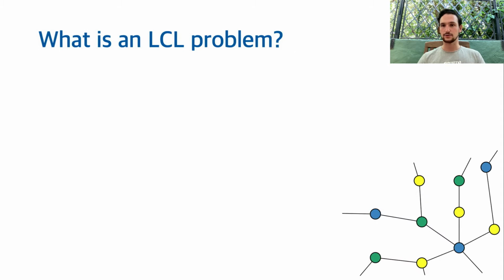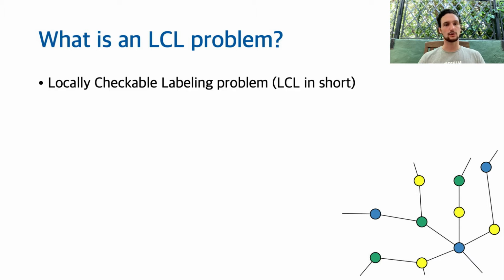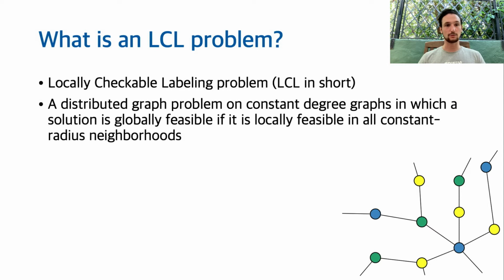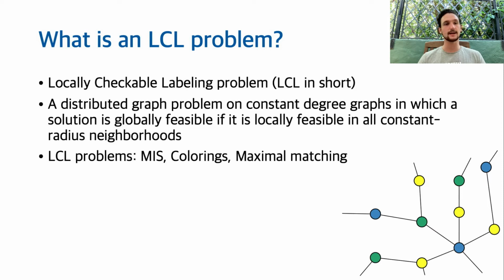So now that we know the LOCAL model, we can define an LCL problem. It is short for locally checkable labeling problem. Formally, it is a distributed graph problem on constant degree graphs in which a solution is globally feasible only if it is locally feasible in all constant radius neighborhoods. And examples include MIS, colorings, and maximal matching.